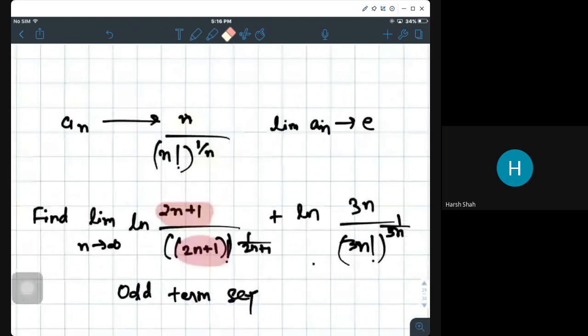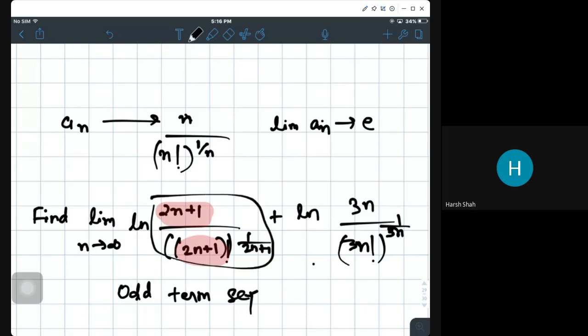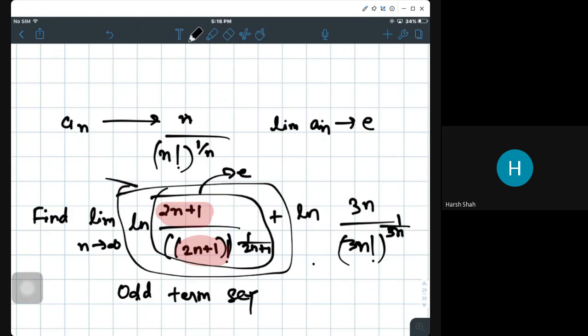So if my an goes to e, my alternate terms of an will also go to e, correct? That means the whole inside part will go to e. So this whole thing becomes 1 for me now. Is it correct?